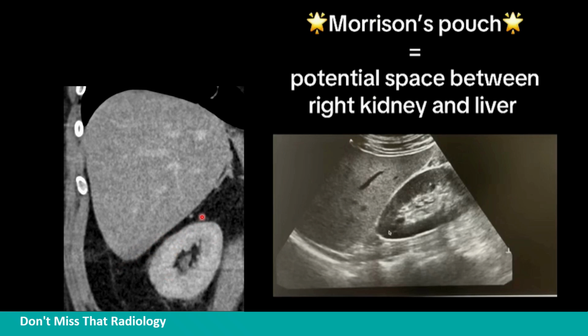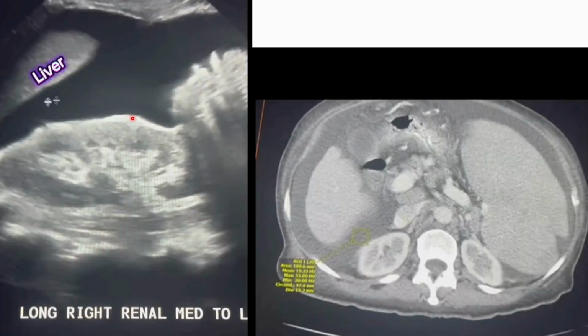That's normal. This is abnormal. Here's our right kidney, there's the liver, and we have dark material, which is anechoic. And if you remember from the ultrasound talk, this is fluid. Here's the CT correlation, 0 Hounsfield units. The patient has a huge spleen and a nodular liver. This is cirrhosis with portal hypertension, causing the ascites in Morrison's pouch.